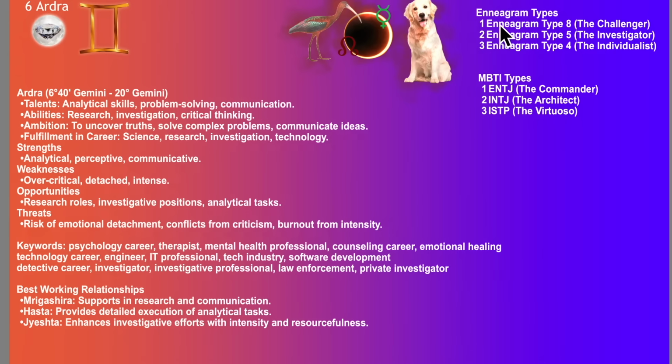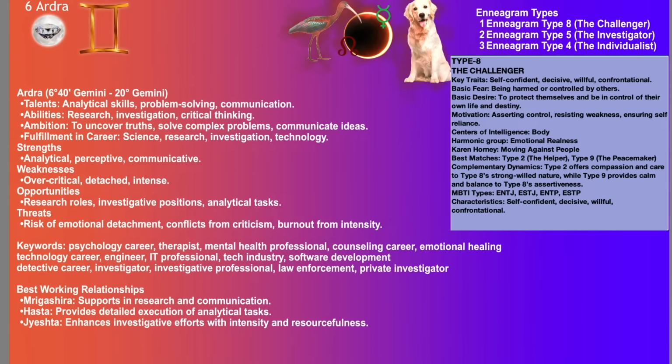Now let us tie it into Enneagram types. Going forward, we will see what each one of these Enneagram types means when combined with the dominant Ardra Nakshatra in your D1 chart with the 10th Lord in Ardra Nakshatra, or in your D10 chart with the ascendant and/or 10th Lord in Ardra Nakshatra. What does it mean? Because you have to combine these to narrow this down. There are too many options. Let us narrow them down.